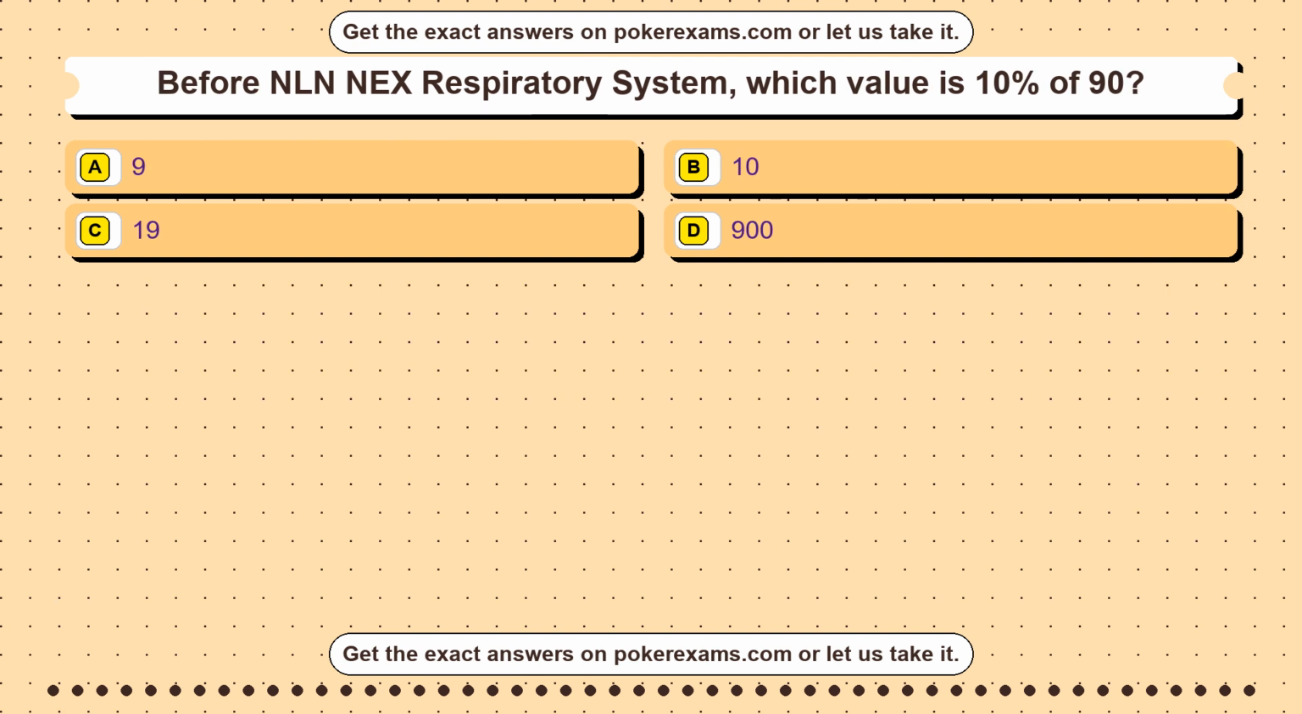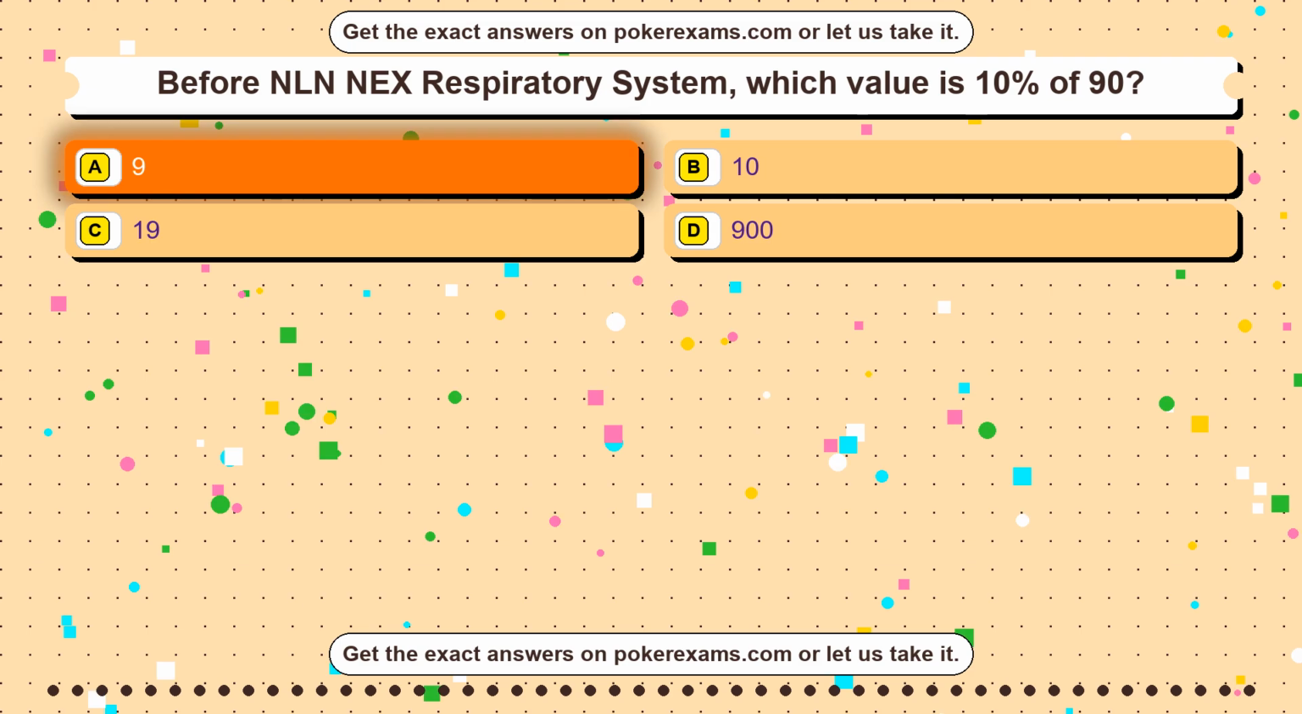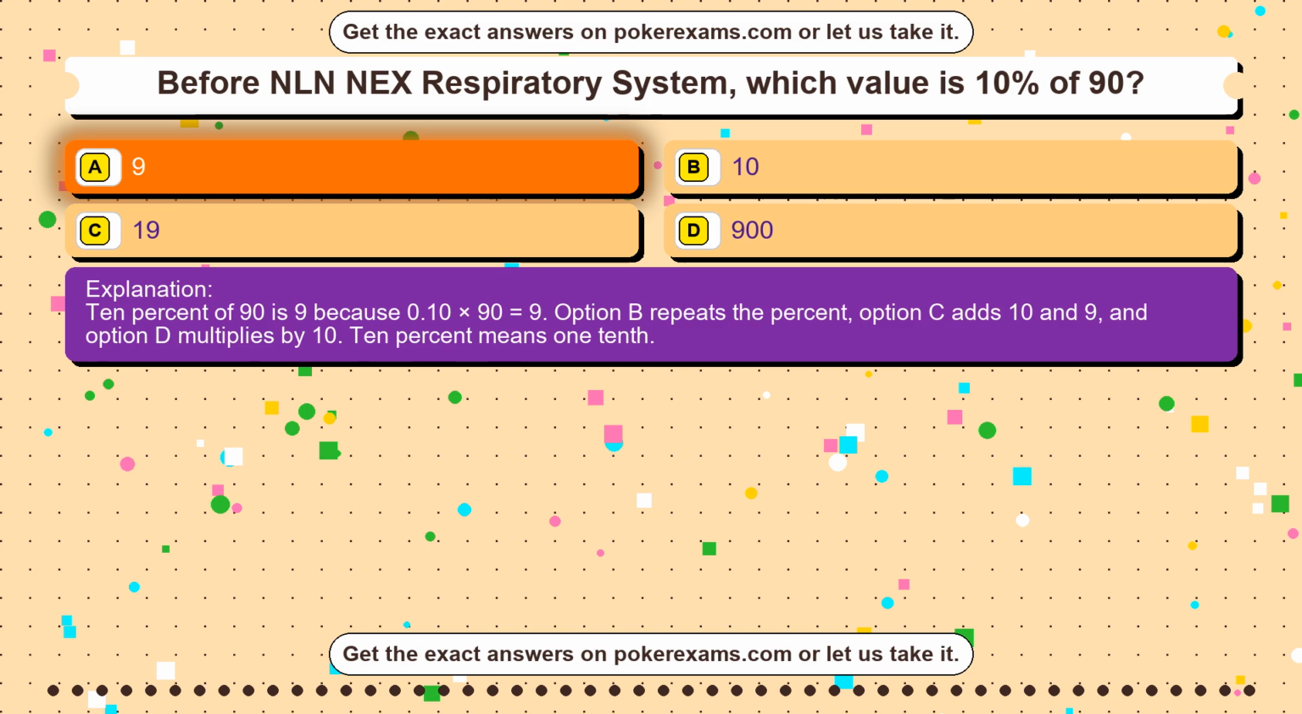Question 5. Before GED reading comprehension practice, which number is the median of 2, 5, 9, 10, 14? Option A, 5. Option B, 9. Option C, 10. Option D, 14. The correct answer is option B, 9. The median is the middle value when numbers are ordered, which is 9. 5 and 10 are adjacent but not in the middle. 14 is the greatest value, not the median.